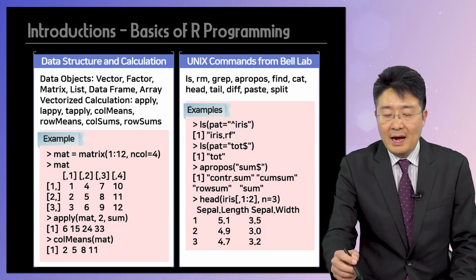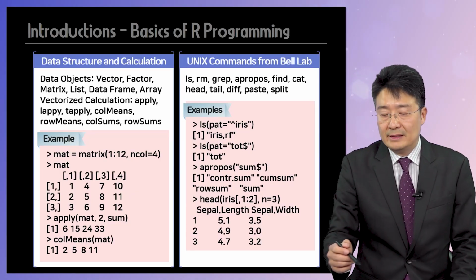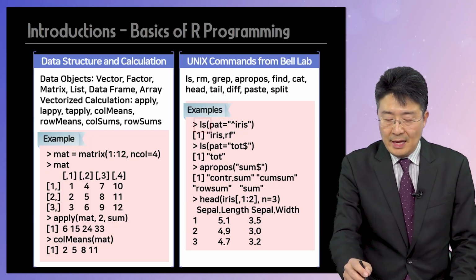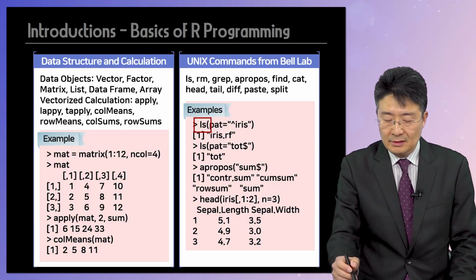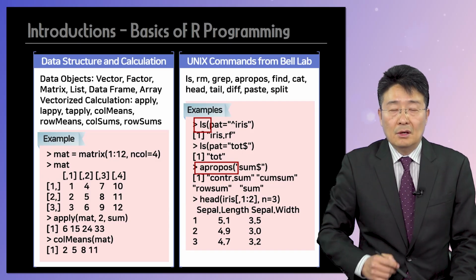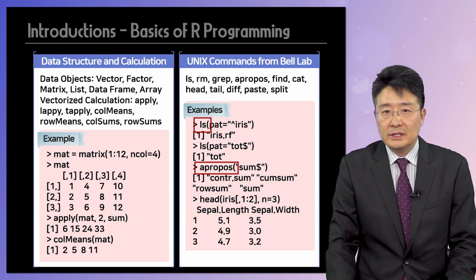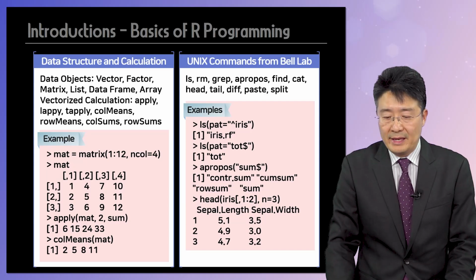Also in R, you can use Unix commands from Bell Lab: ls, and apropos. All of them originated from the Unix commands. In R, you can use Unix commands.